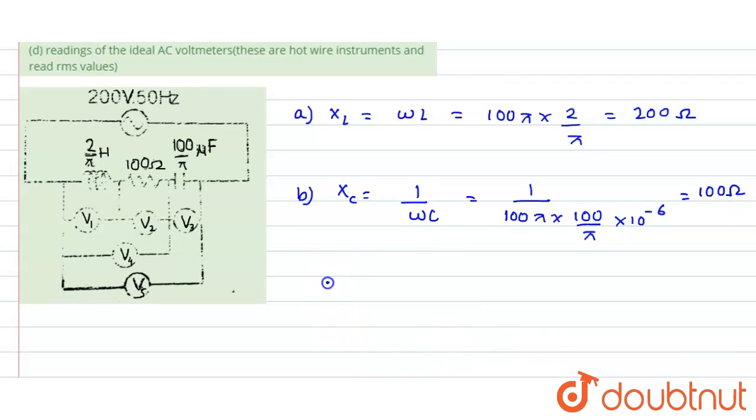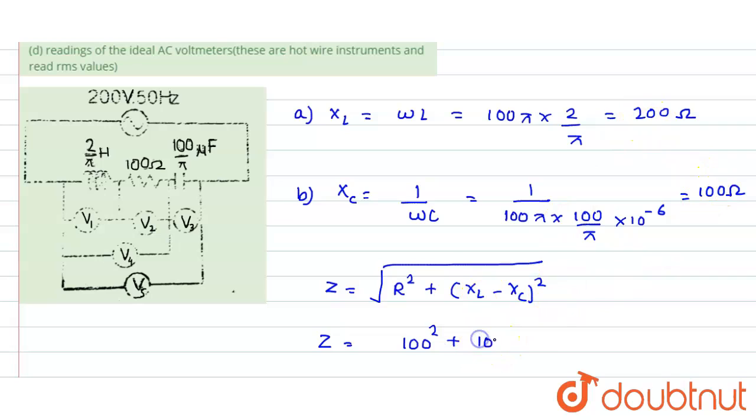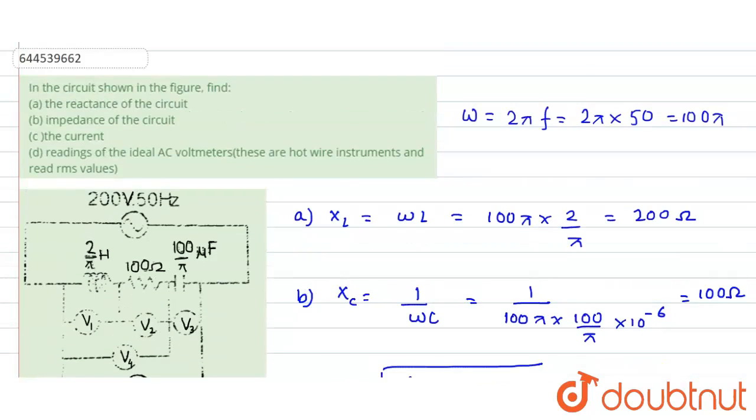So Z equals the square root of R square plus XL minus XC square. We put in all the values. R is 100, so 100 square plus the difference of XL and XC, 200 minus 100, which is 100, so square of 100, all in the square root. It turns out to be 100 root 2 ohm. So we have calculated the impedance.